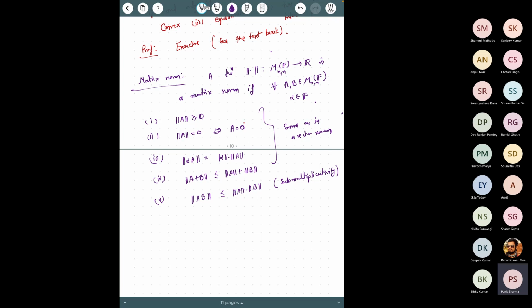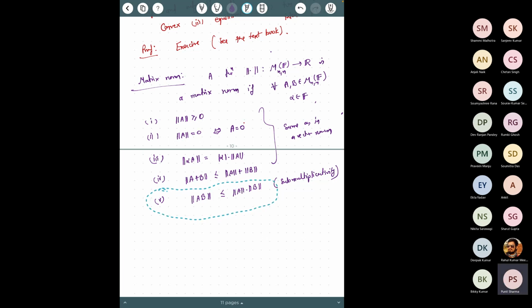So if a function on the space of matrices satisfies only these 4 properties, then this function would be a vector norm. But if in addition to that, it also satisfies the 5th one, then that function would be a matrix norm on the space of matrices.